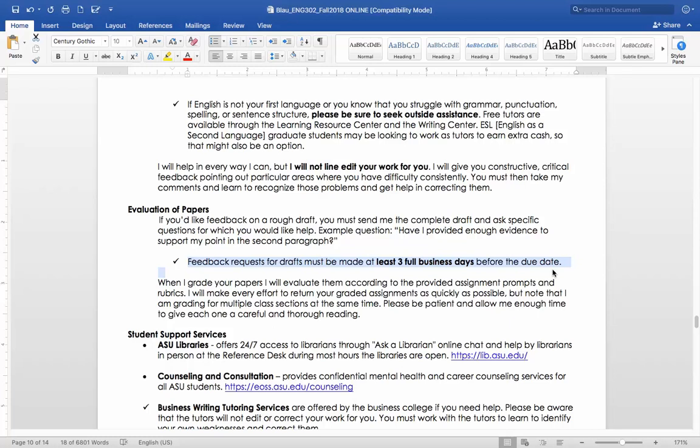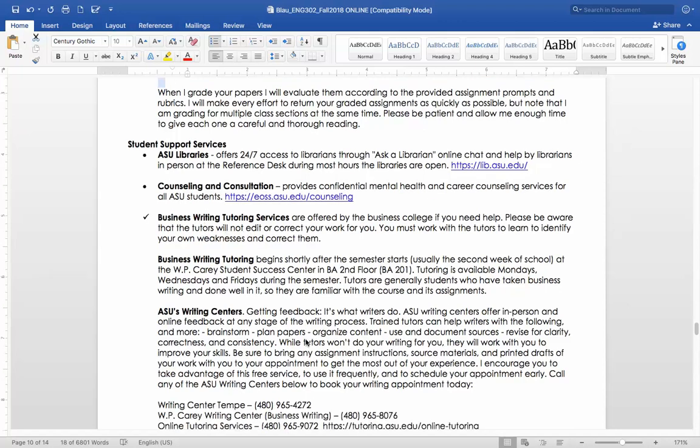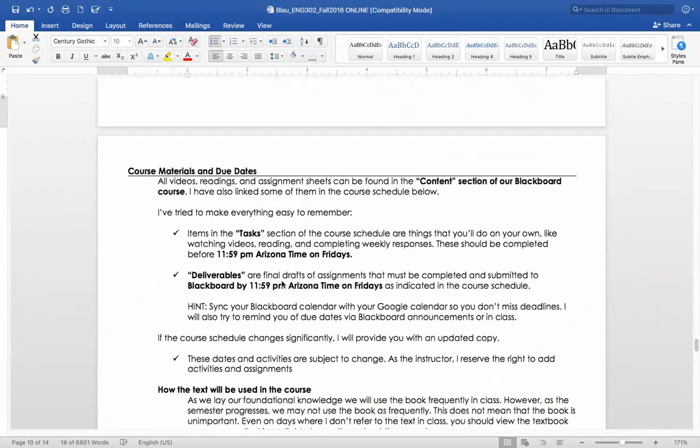And keep in mind that I go through and do feedback requests in the order they're received. So if I get inundated with student emails, I'll just chip away at them until the due date. So you have a better chance at getting feedback the sooner you ask for it. If you're waiting until the last minute, I can't guarantee that I'll get back to you before the due date. There's a bunch of support services that you can look at: ASU libraries, ASU counseling, different tutoring and writing centers to look into. And just know that I'm here for you. I really want you to be successful.